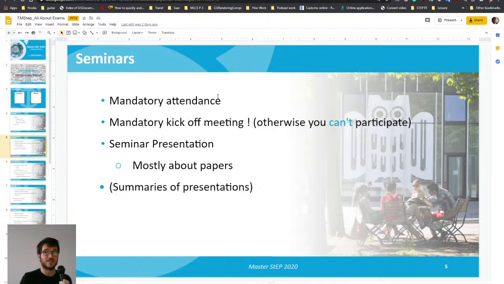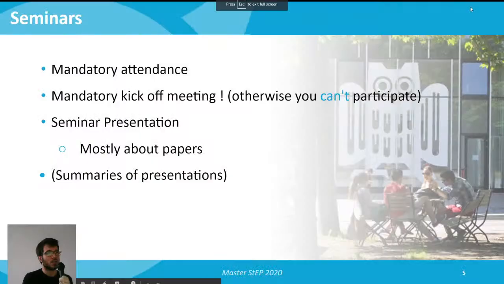Also, if you don't get into a seminar, mostly there's a waiting list, and with this waiting list you can mostly get in if, for example, someone overslept and misses his spot, then you take his spot. Or a lot of people just register for a lot of seminars and then just go there, and at the date of the kickoff meeting, maybe you have luck and get in.